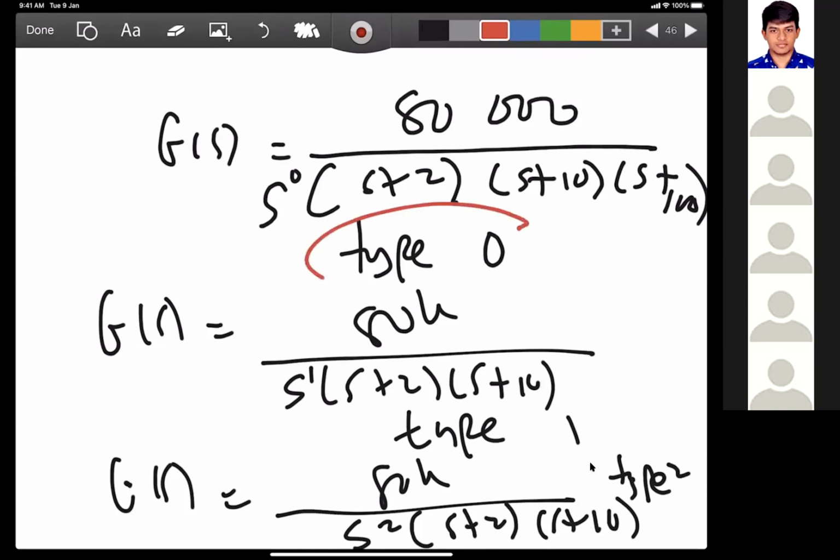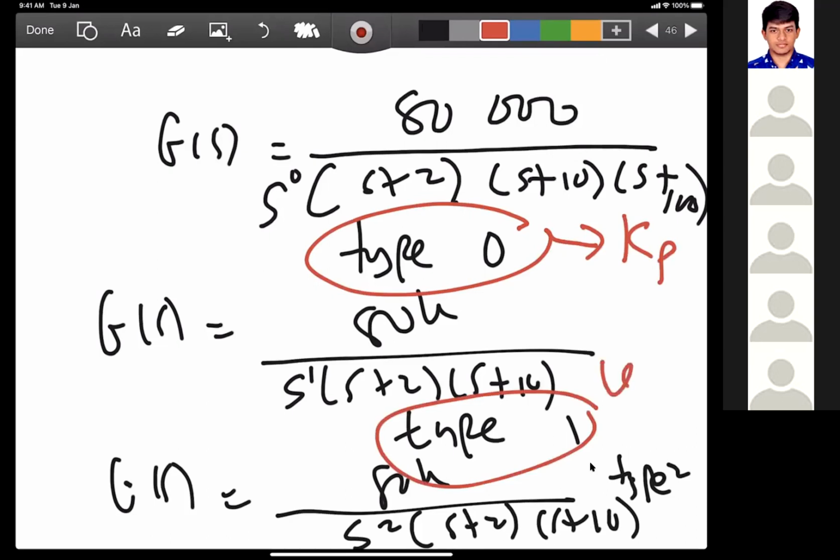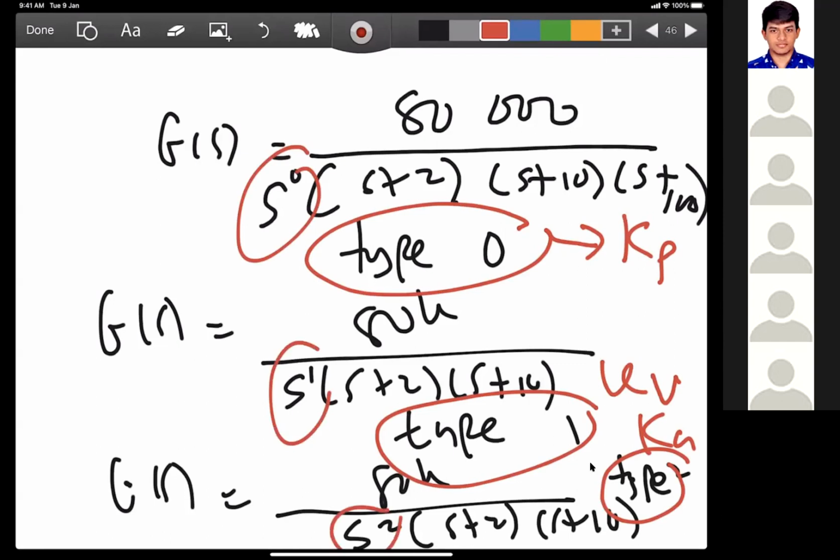So usually type 0 corresponds to Kp, type 1 to Kv, and type 2 to Ka. Acceleration, velocity, and position. You must adapt this, otherwise the outcomes will not be achieved.